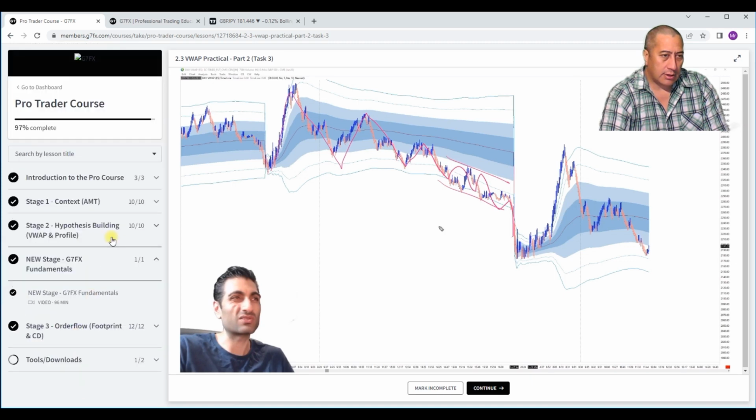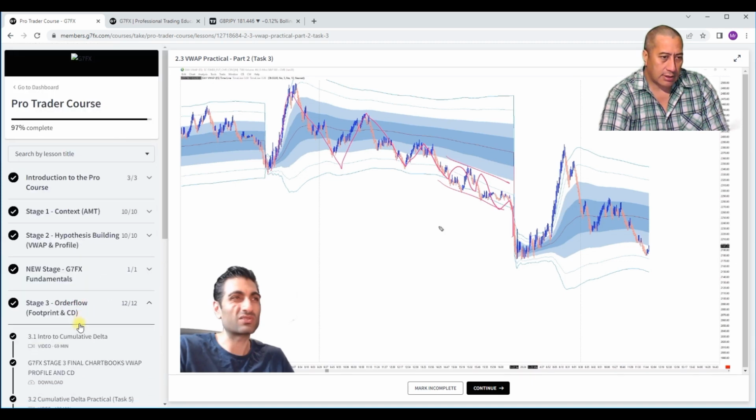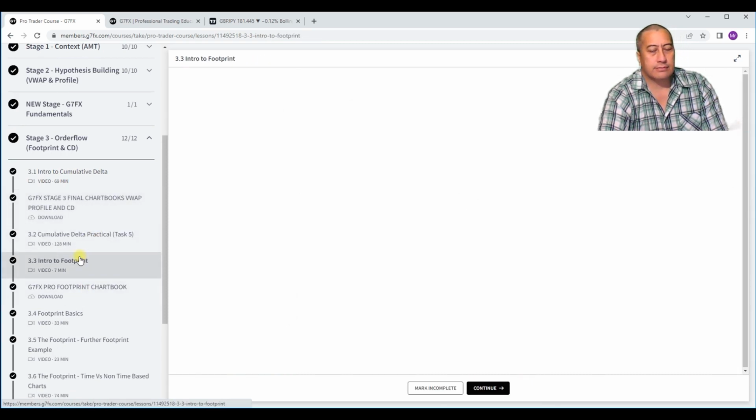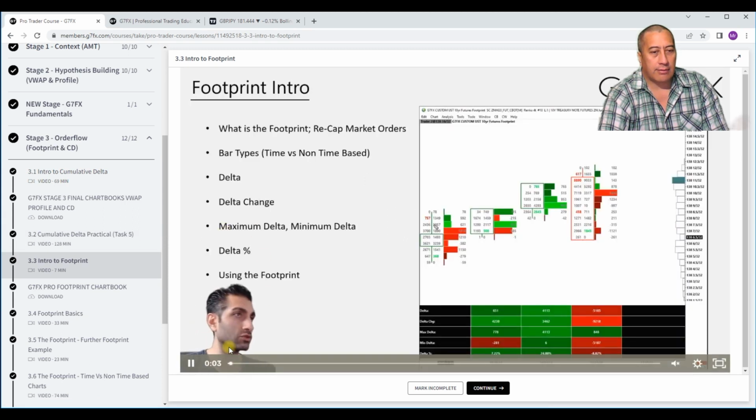The next one is footprint. Okay, so footprint is very much the same as the depth of market. Like I said, with the depth of market, once there's buyers or sellers at certain price levels, that will disappear. All right, but not with this.